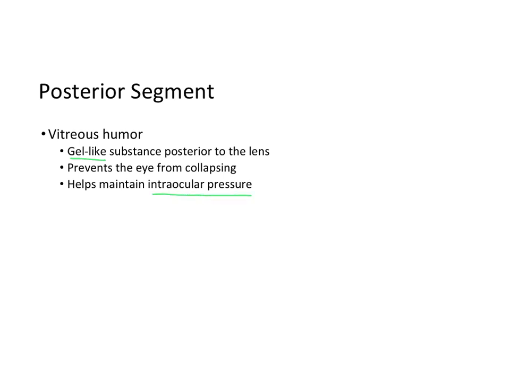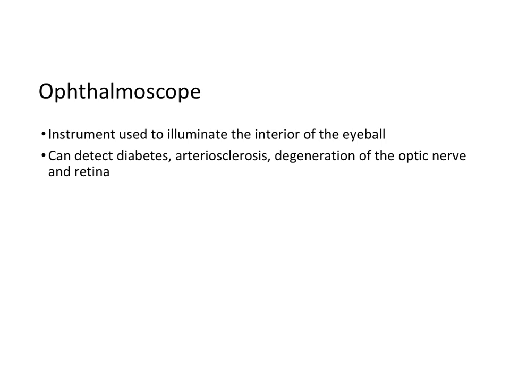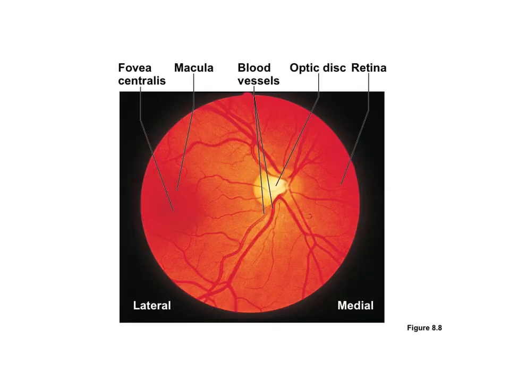When you go to the doctor, it's possible you've experienced an ophthalmoscope. It's the instrument used to illuminate the interior of the eyeball, and it allows doctors to detect things like diabetes, atherosclerosis, and degeneration of the optic nerve and the retina. When you look through an ophthalmoscope, you can see the fovea centralis, the blood vessels that are on the eye, and the optic disc, for example, and then things like the retina.